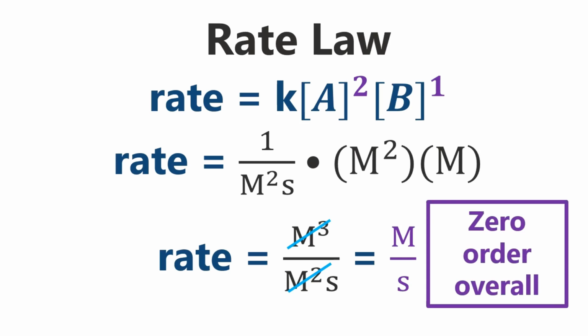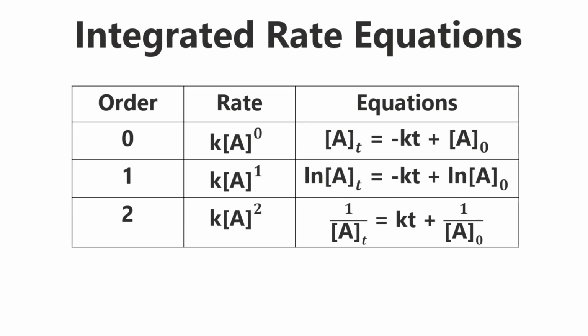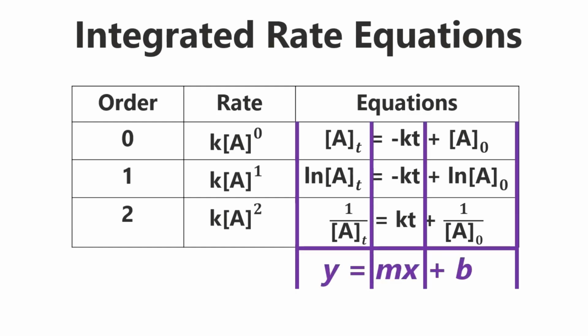Let us now proceed to the integrated rate equations. For finding the concentration of A at a specific time, we may use the following equations. You may pause the video if you want a copy. All of these equations are linear, meaning they form a slanted line when graphed. You would notice that these equations follow the line equation y equals mx plus b.